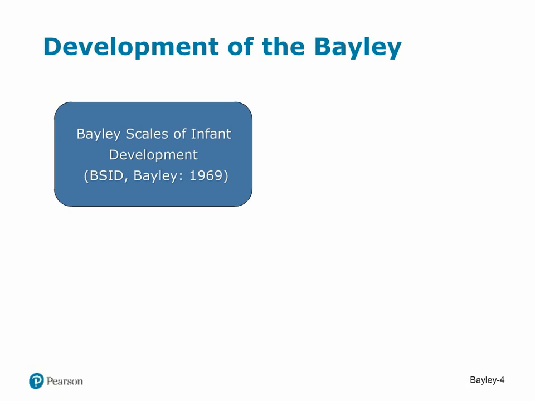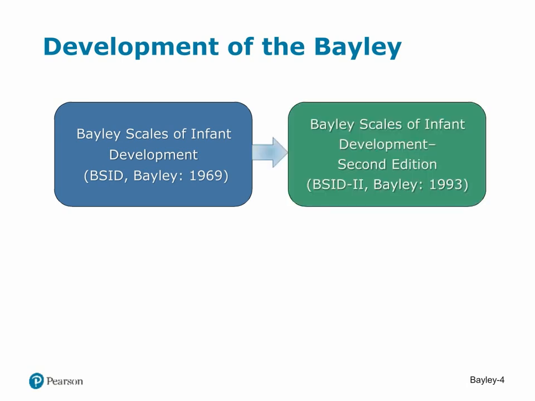The Bayley consisted of a mental scale and a motor scale and was used to assess the development of infants and toddlers between the ages of 2 months and 30 months. The second edition of the Bayley was published in 1993 and retained the mental and motor scales. This edition was developed for use with infants and toddlers between the ages of 1 month and 42 months.